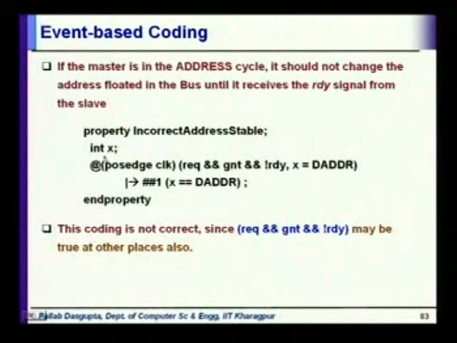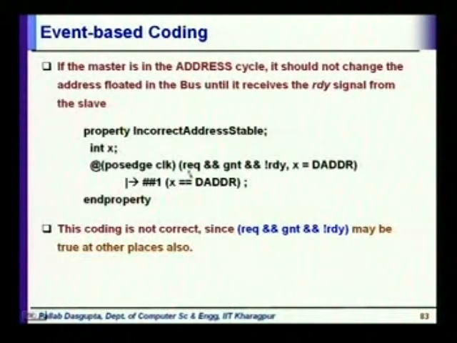Now suppose we write it like this. I have already indicated that this property is not correct, so: incorrect address table. Now let us see what we write here. We are writing int x, so here we are using a local variable. At posedge clock, request and grant and not ready, and if the address floated is x, then in the next cycle also the address floated must be x. So here you see x is being assigned, here x is being checked. Whatever was the address here must be the address here. That is what it is checking.